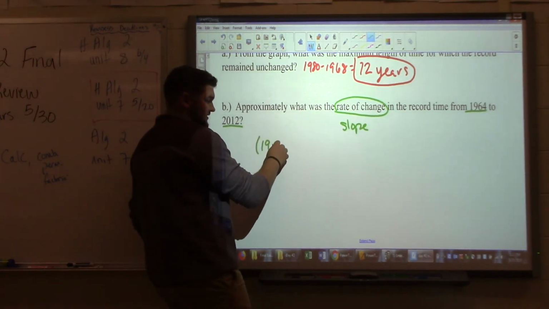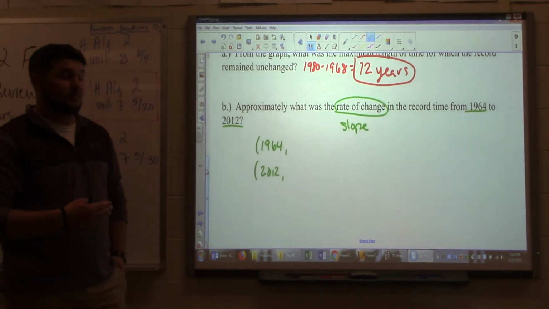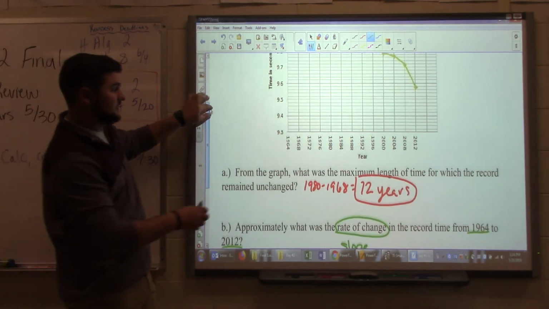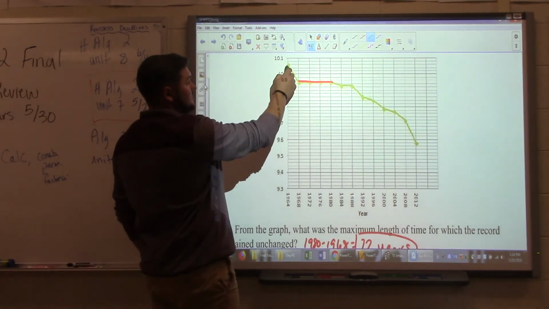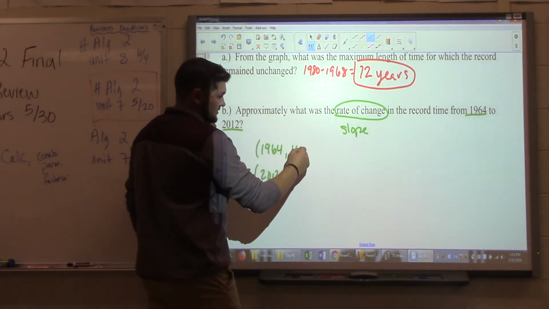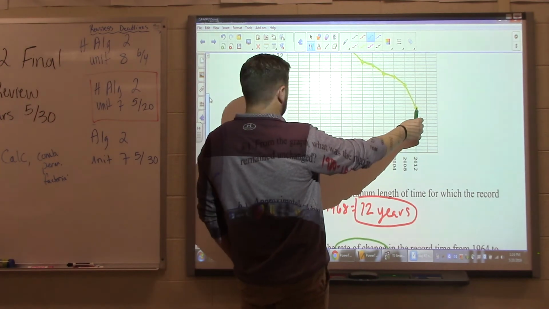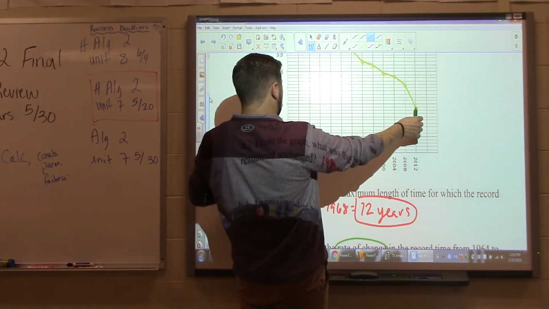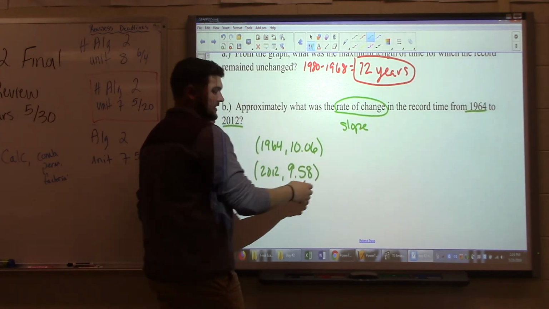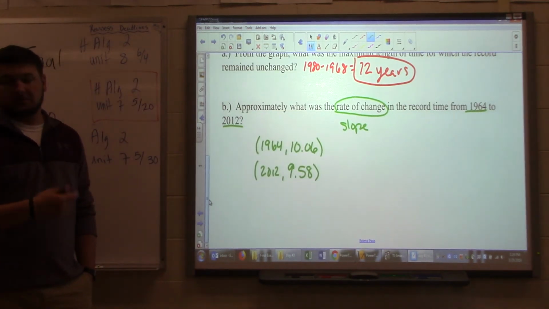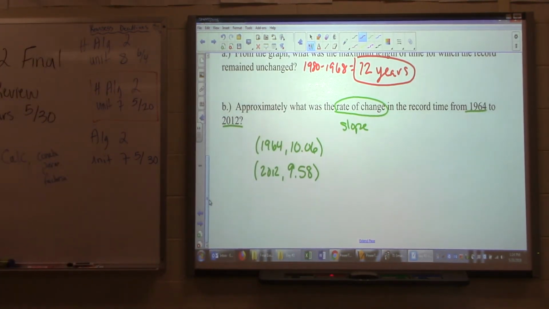Well, I need to find 1964 and 2012. I need to find what they were on the y-axis at that point so I can find my slope. So if I look here, 1964, about 10.06. 2012, right here we're at 9.58. So, is that still the record today? No? Oh, okay.